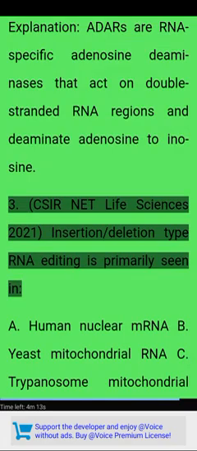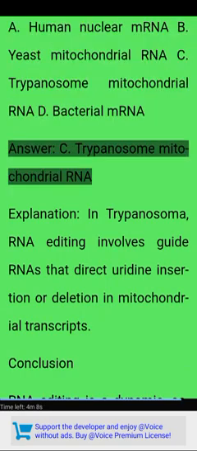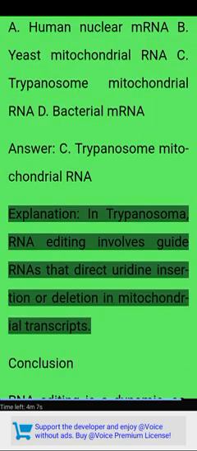3. CSIR NET Life Sciences 2021. Insertion-deletion type RNA editing is primarily seen in: A. human nuclear mRNA, B. mitochondrial RNA, C. trypanosome mitochondrial RNA, D. bacterial mRNA. Answer: C, trypanosome mitochondrial RNA. Explanation. In trypanosomes, RNA editing involves guide RNAs that direct uridine insertion or deletion in mitochondrial transcripts.